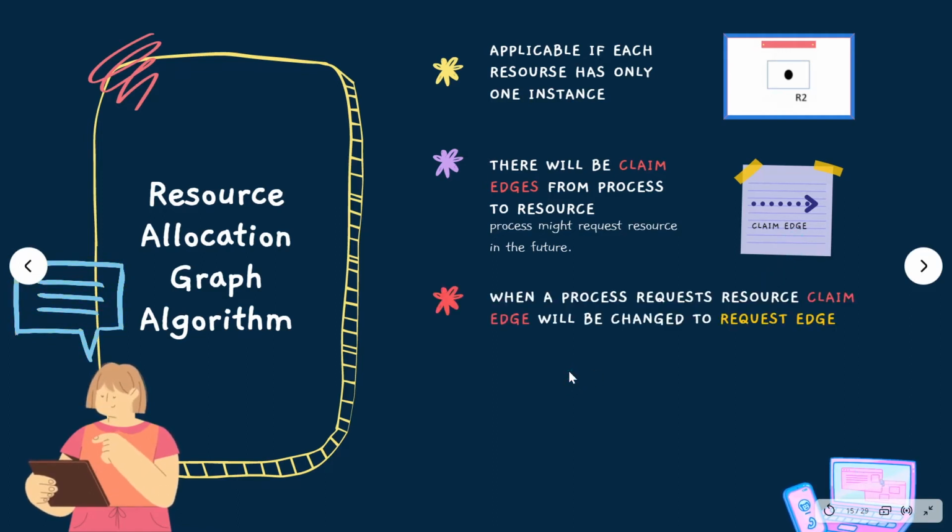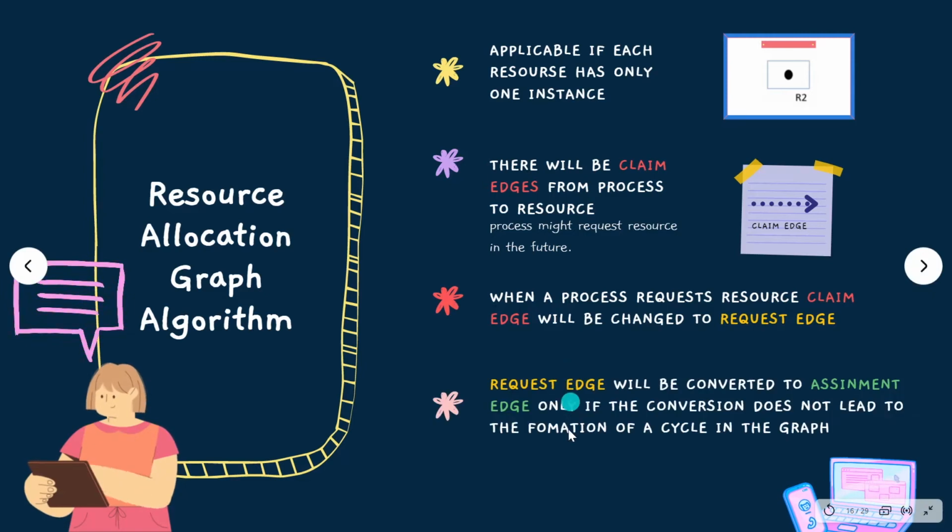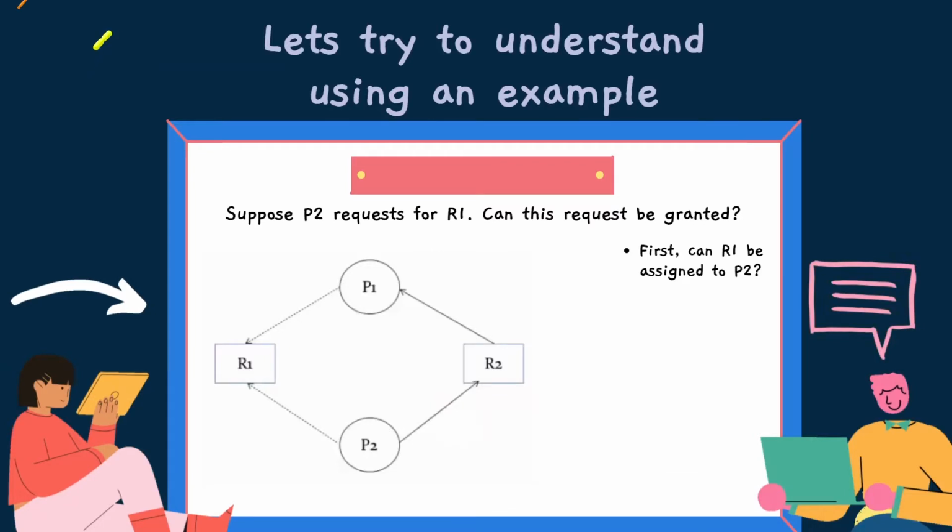When a process requests resource, claim edge will be changed to request edge. Request edge will be converted to assignment edge only if the conversion does not lead to the formation of a cycle in the graph. Alright, let's try to understand using an example. Suppose P2 requests for R1. Can this request be granted?